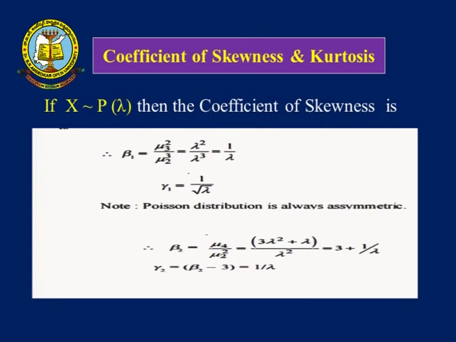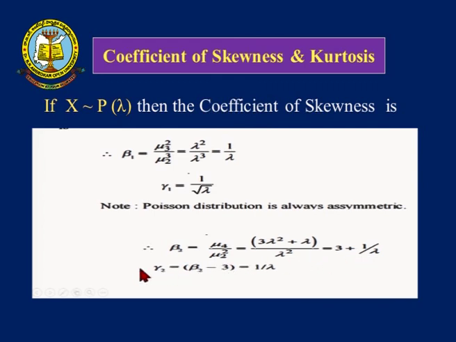After simplifying mu 4, you already know that. What is the mu 4 value? 3 lambda square plus lambda divided by lambda square. Therefore, after simplifying this, 3 lambda square by lambda square plus lambda by lambda square. So, lambda square will be cancelled, and here 1 lambda will be cancelled in the second term. Therefore, we can write beta 2 is equal to 3 plus 1 by lambda.